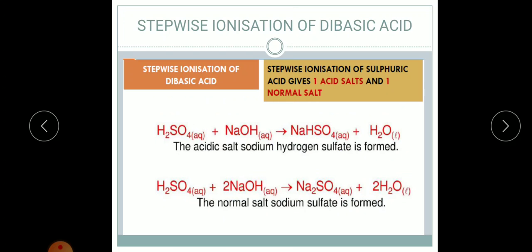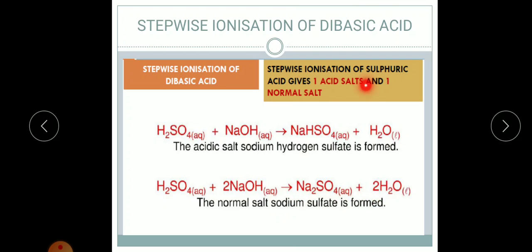understand the stepwise ionization of dibasic acid. That means how those 2 hydronium ions are formed. In the first case we have taken sulfuric acid and NaOH. As we know, with sulfuric acid and NaOH, the first hydrogen will be replaced by sodium, so it will form NaHSO4, sodium hydrogen sulfate, and water. Again, if you take two molecules of NaOH, then both hydrogens will be replaced, forming sodium sulfate and water.